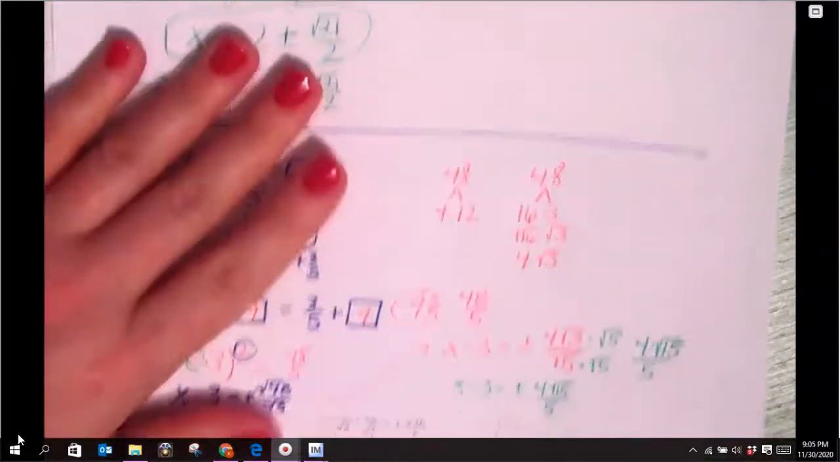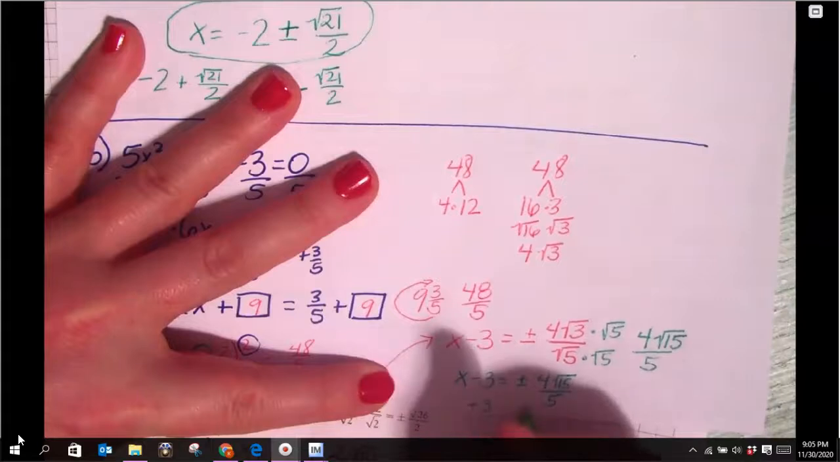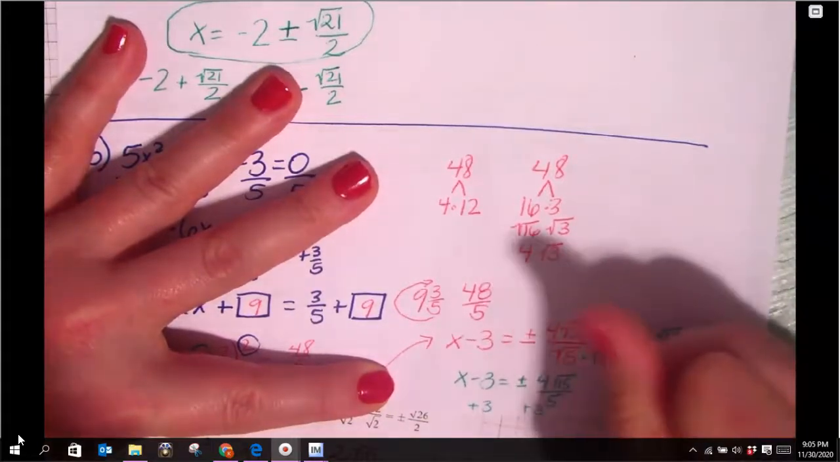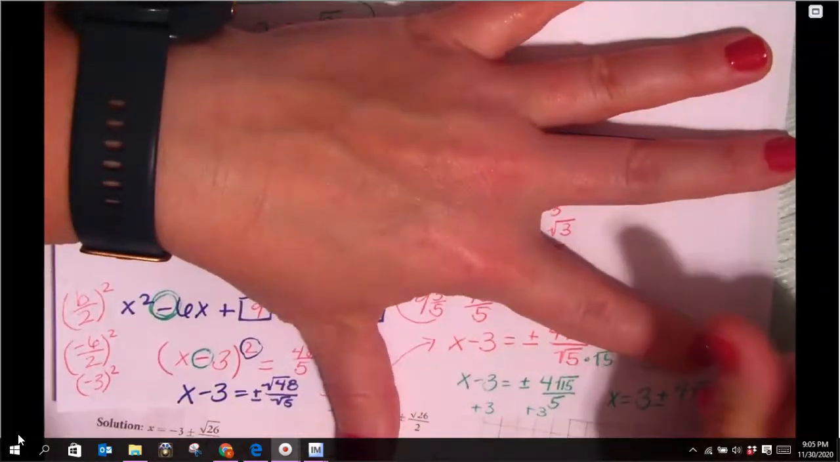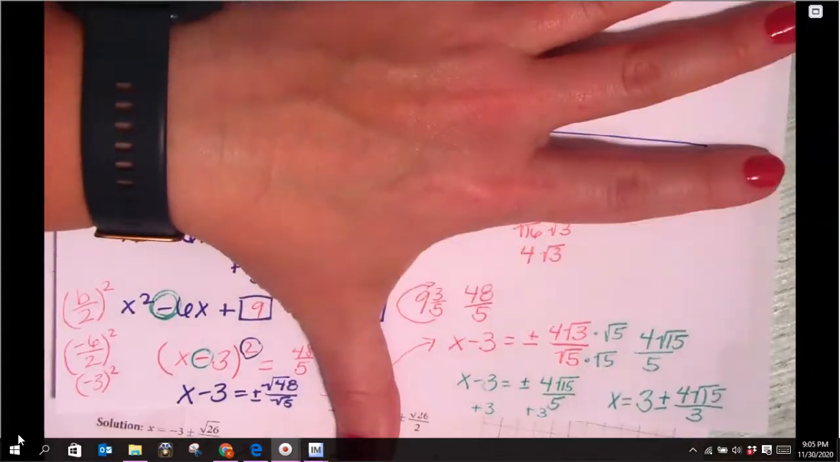Now, what's your last step? Add 3. So, x equals 3 plus or minus 4 square roots of 15 all over 5. Just like that.